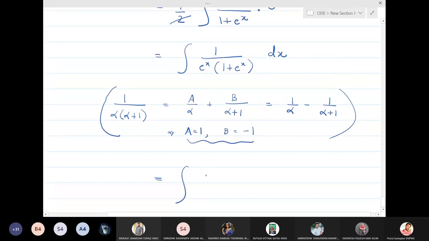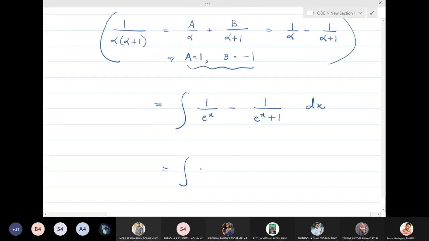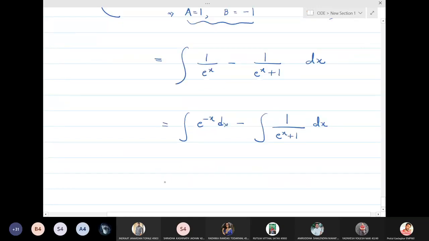Which is equal to integration of 1 upon e power x minus integration of 1 upon e power x plus 1 dx. The first is e power minus x over minus 1. Let me write the original step, 1 upon e power x plus 1 dx. How would I do this integration? I will multiply the numerator and denominator by e power minus x. So this will become 1 plus e power minus x.